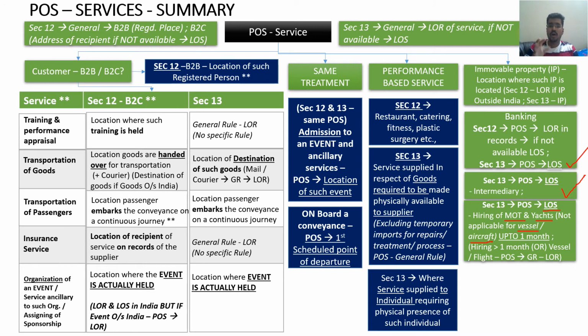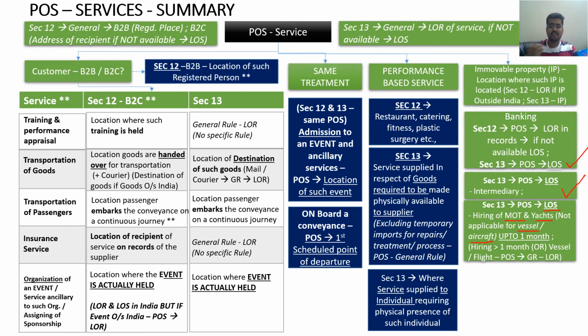But if you're hiring a vessel, a ship, a boat, which is not a yacht, then for these this rule will not apply, guys. For these the general rule will apply. Just remember one thing, wherever specific rules will not apply, general rules will apply, right? That's very simple. You can't say we can't identify POS. For every transaction you are supposed to identify place of supply. If there is no specific place of supply, please apply the general place of supply.